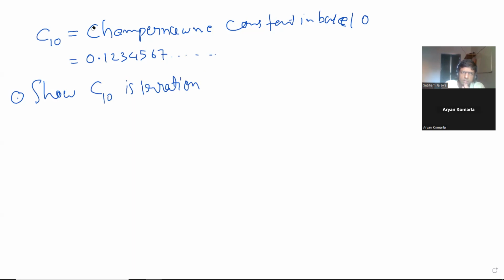First we prove that it's non-terminating, which is easy. Then to prove that it's non-repeating, we can find a consecutive string of zeros. Suppose 100 appears, but then somewhere in the decimal expansion 1000 will also appear. So it definitely can't be repeating. We can't have a repeating block.